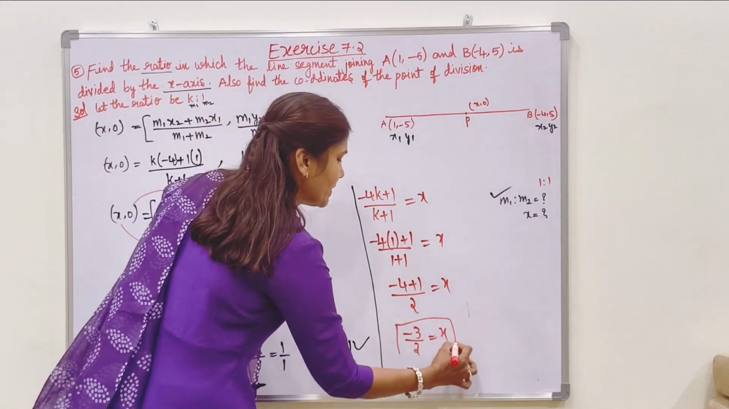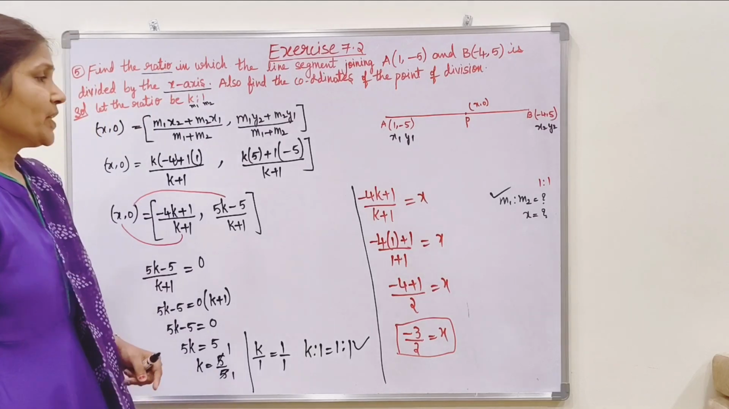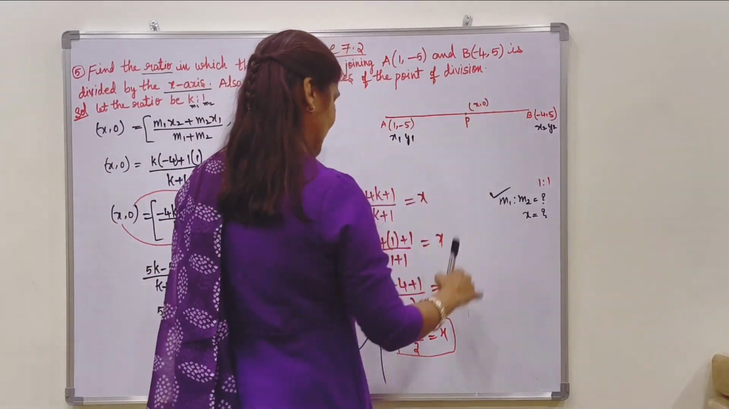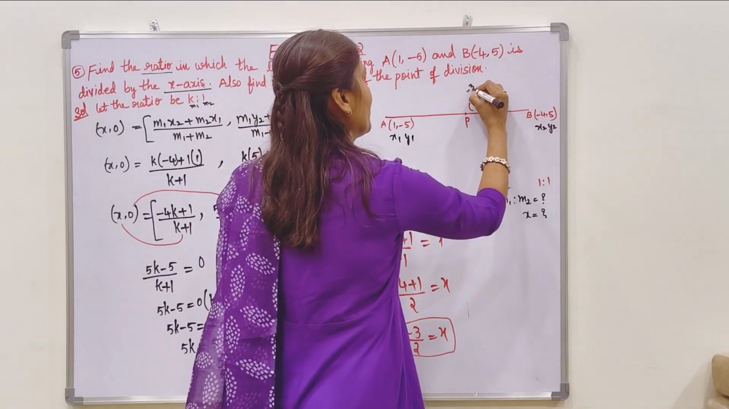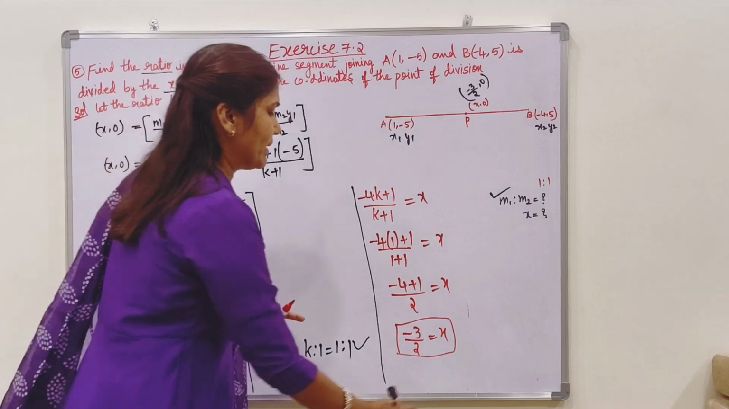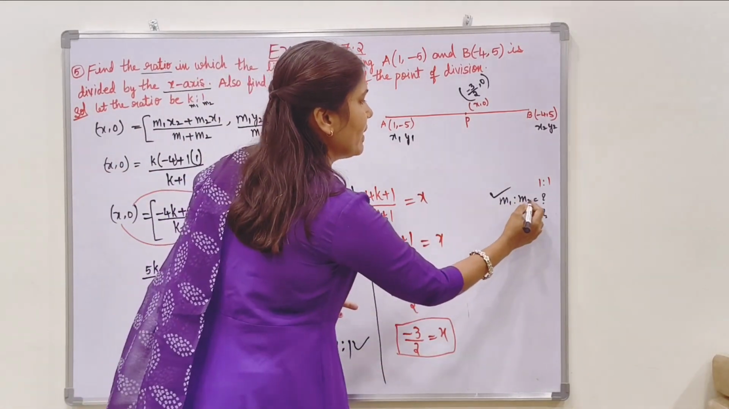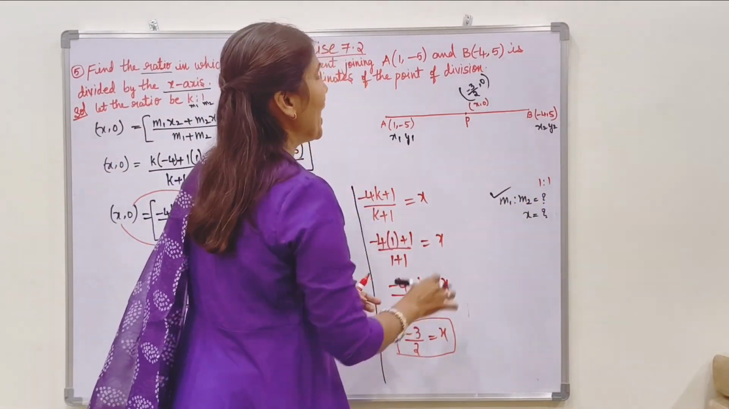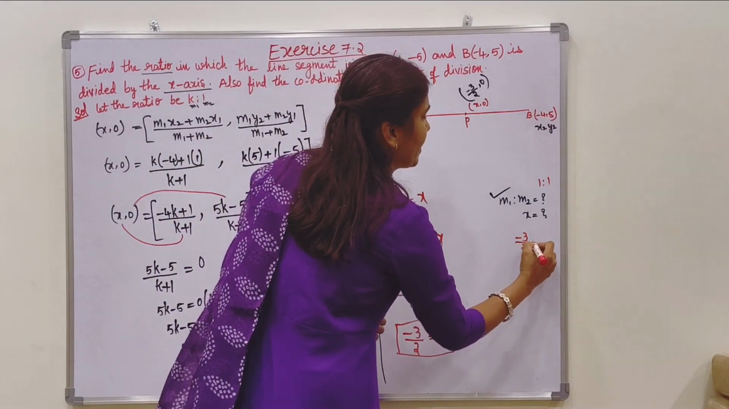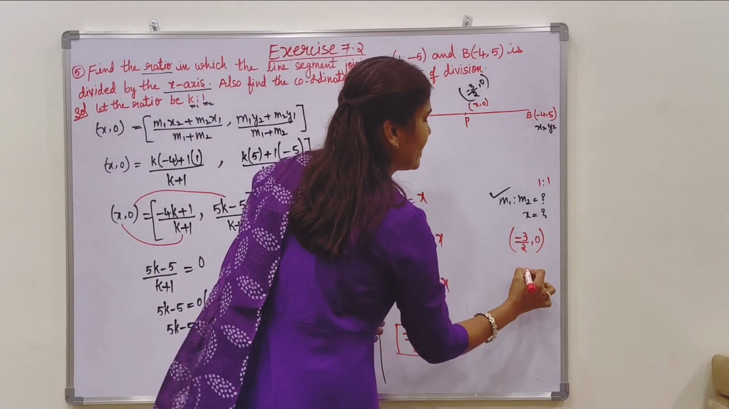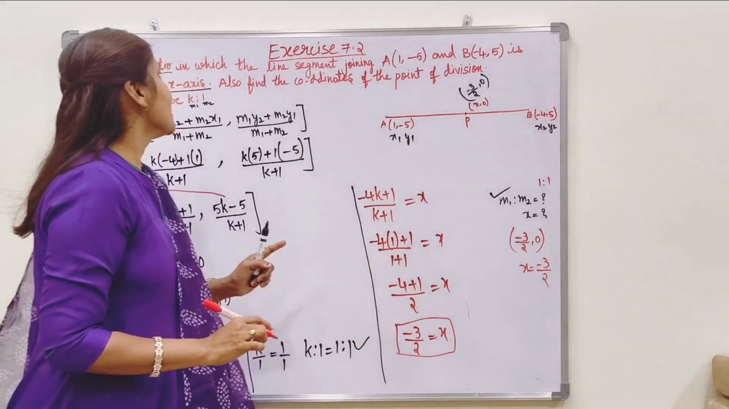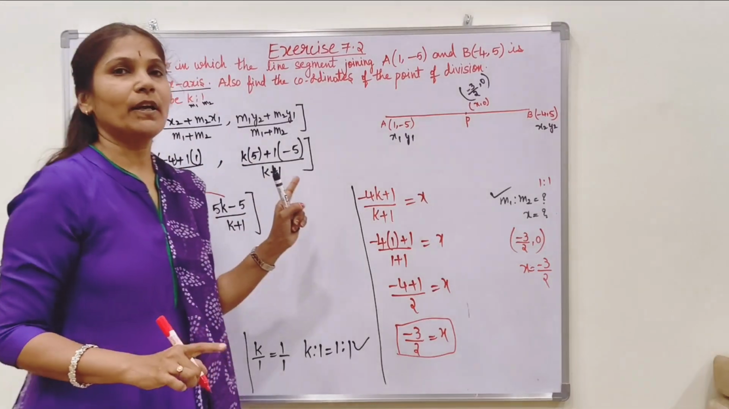So the x value is minus 3 by 2. The coordinates of this point are (minus 3 by 2, 0). So two answers: M1 is to M2 is 1 is to 1, and x is equal to minus 3 by 2. This is the fifth question. Fourth and fifth, are you clear?